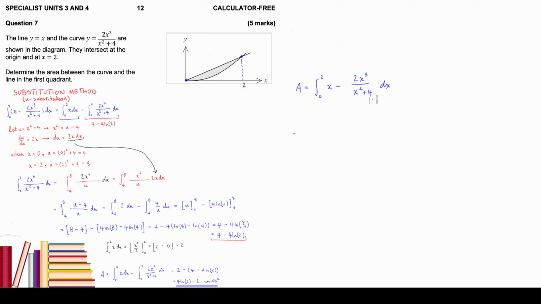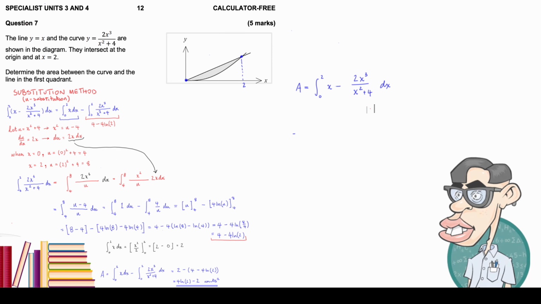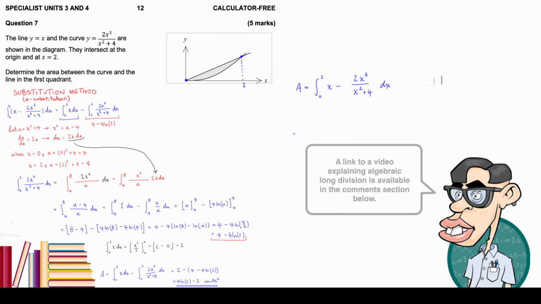So the next way I'm going to go about doing exactly the same problem, guys, is rather than using a u-substitution or the substitution method, I'm going to instead attempt to simplify this quotient here by using algebraic long division to divide 2x cubed by x squared plus 4. I'm going to set it up like this: 2x cubed, and I'm trying to divide this by x squared plus 4.